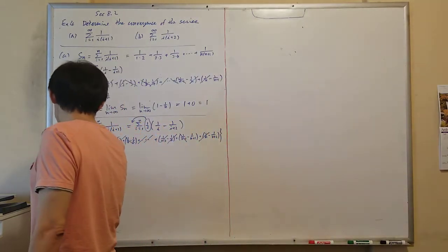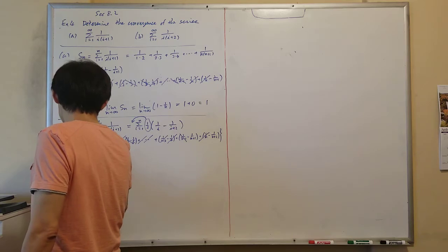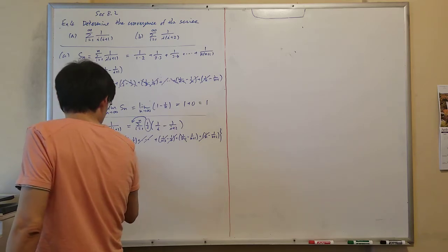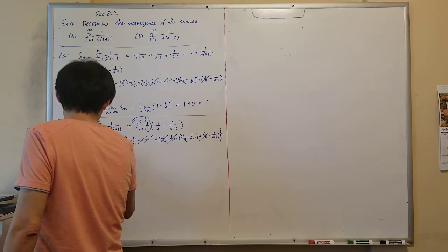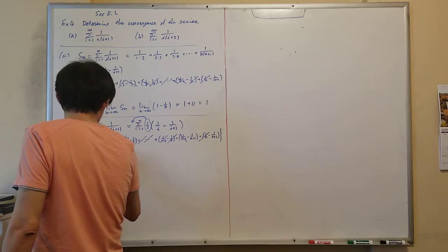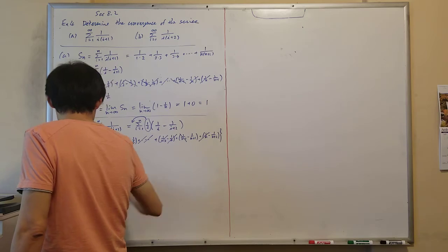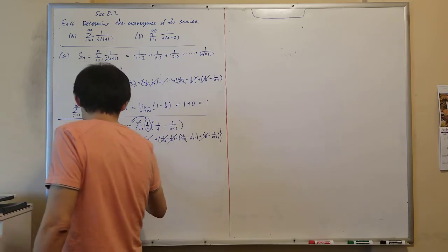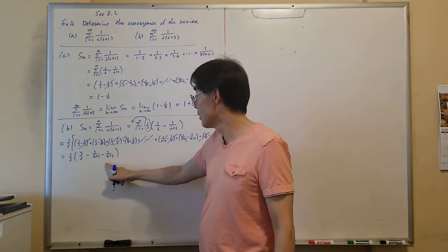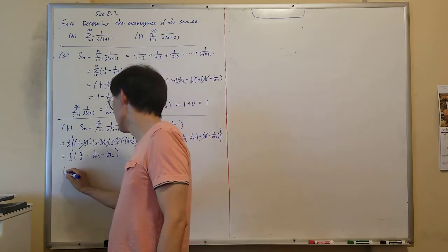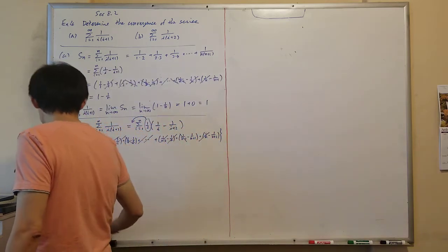So what do you have? 1 plus 1/2, which is 3 over 2, minus 1 over n plus 1 minus... This is it. I'm not going to even combine this because the limit will be 0 anyway.